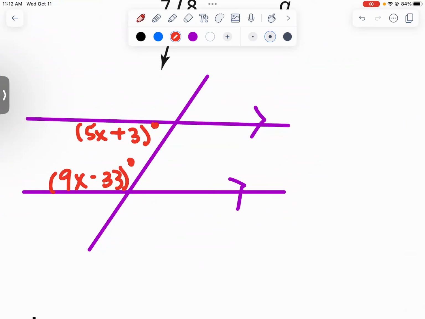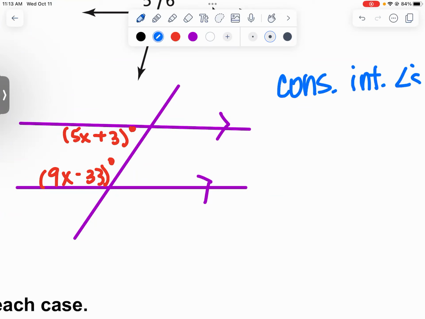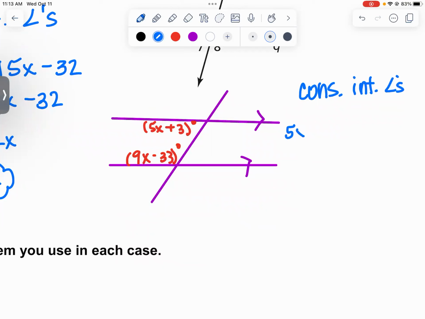It's a 33. So 5x plus 3 and 9x minus 33. While you're writing this down, back the train up. What's the angle relationship? These are consecutive interior angles, and because we have parallel lines and consecutive interior angles, we know they are supplementary. So the algebra tells us to say 5x plus 3 plus 9x minus 33 equals 180.